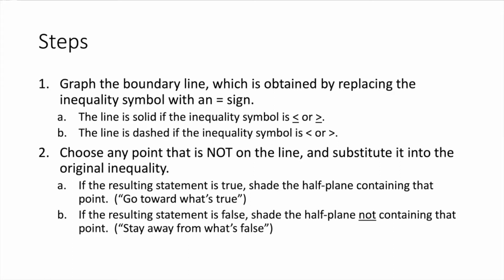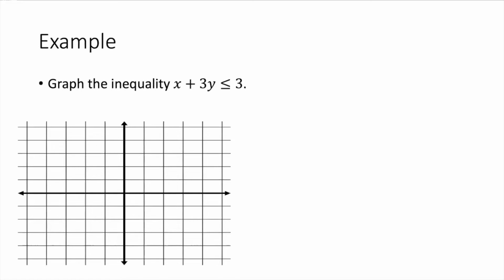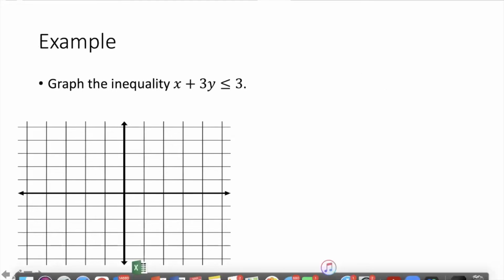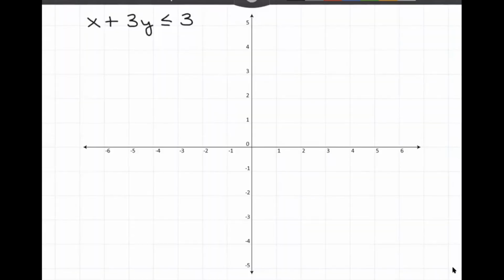All right, so let's try that. The first example, we're going to graph the inequality x plus 3y is less than or equal to 3. So let's go back to the tablet. All right, here we go. So the first step, and if I had it to do over again, I would have kept a blank page for this, but that's okay. I think we'll manage. The first step is to graph the boundary line, which is x plus 3y equals 3.